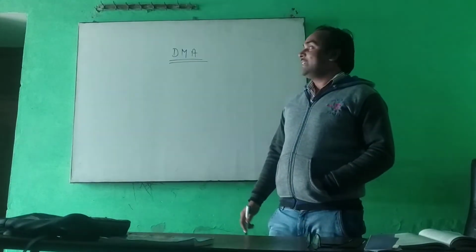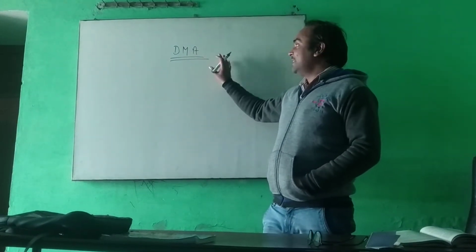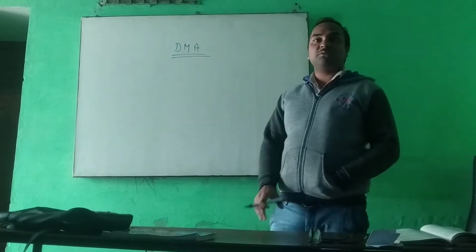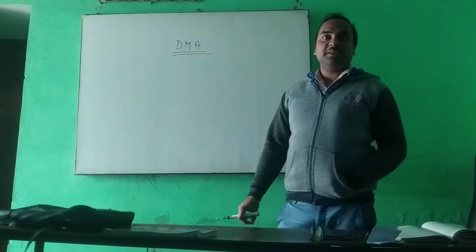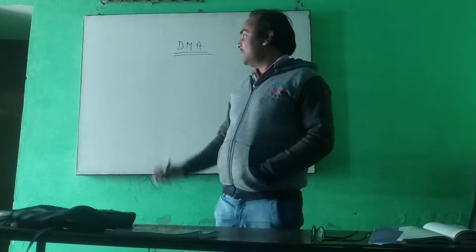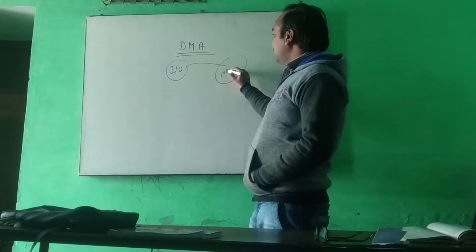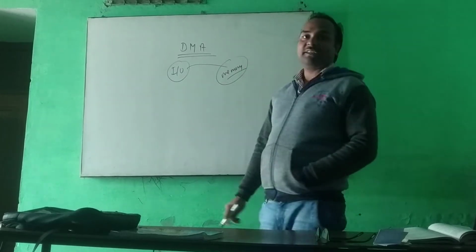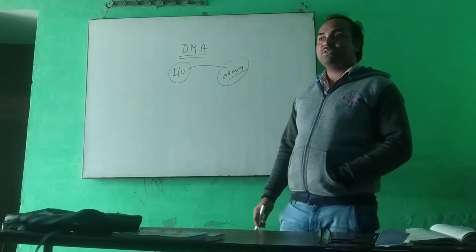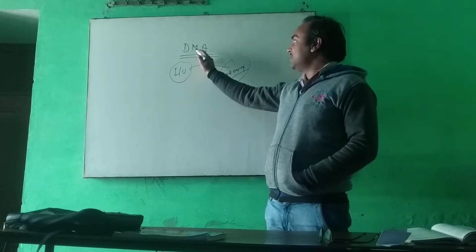DMA, direct memory access. Direct memory access is used to transfer the data from the input output unit to the memory. This is the input output unit and data will be transferred to the memory directly without the help of the CPU. This is known as direct memory access.